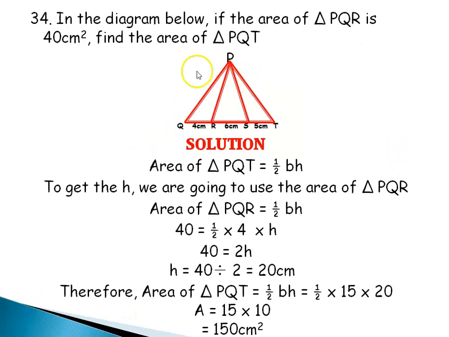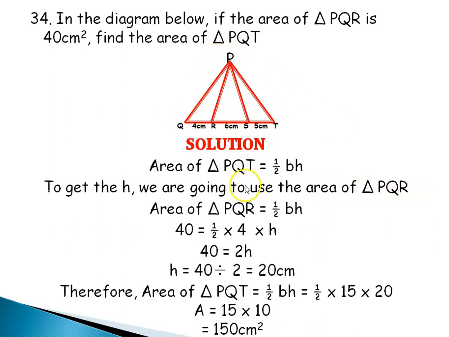Question 34. In the diagram below, the area of triangle PQR, where is the PQR? This is PQR, is 40 centimeters squared. Find the area of triangle PQT. Okay, now we know that the area of a triangle is half base times height. So the area of this triangle PQT is half base times height, isn't it? To get the height, we are going to use the area of triangle PQR.